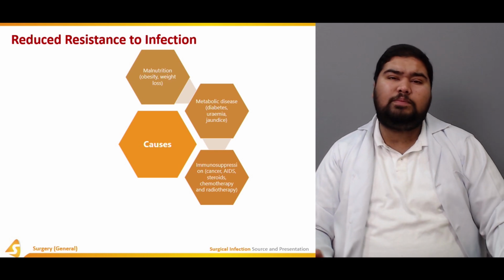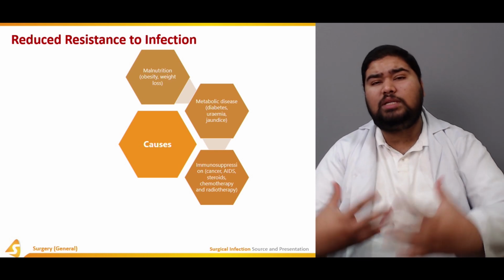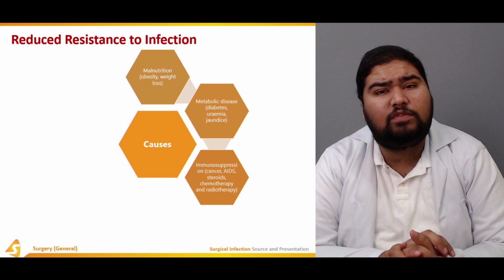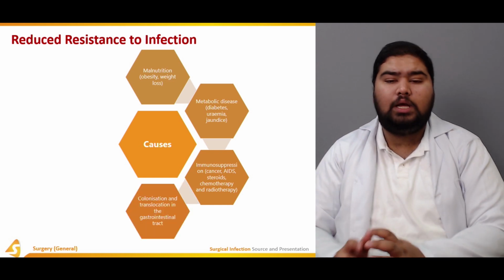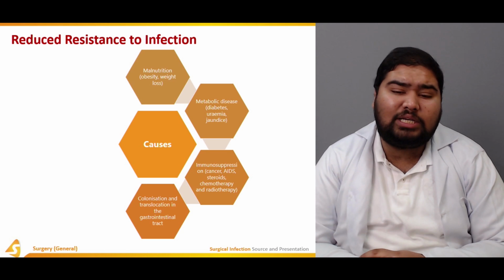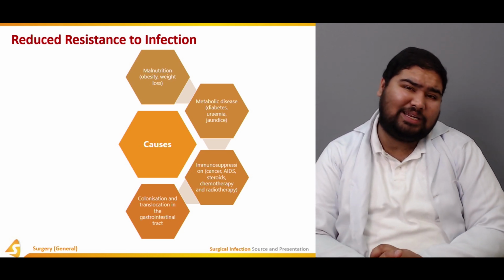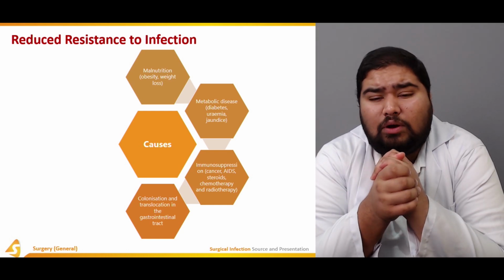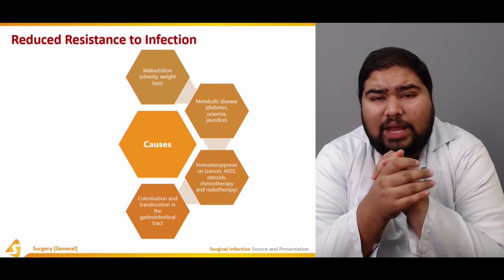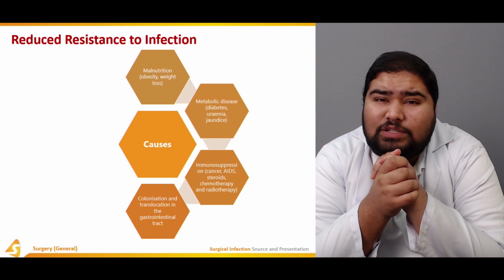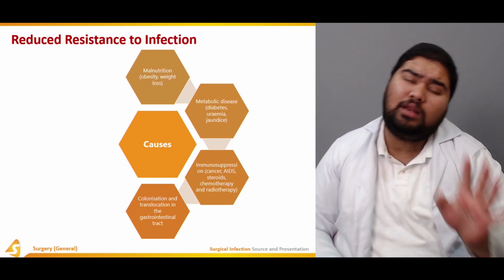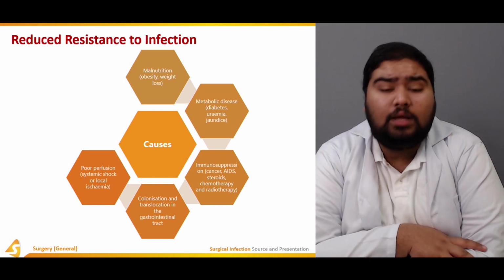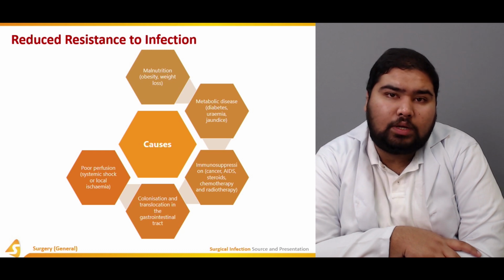Then we have immunosuppressed patients. Obviously, their immune system, their defenders of the body have been suppressed, as a result of which the chances of infection in these patients are increased. Then we have colonization and translocation in the gastrointestinal tract. So the bacteria of the gastrointestinal tract can colonize and translocate upwards cranially, and this can lead to reduced resistance to infection, usually in an immunocompromised patient.